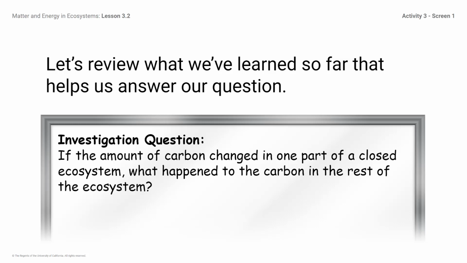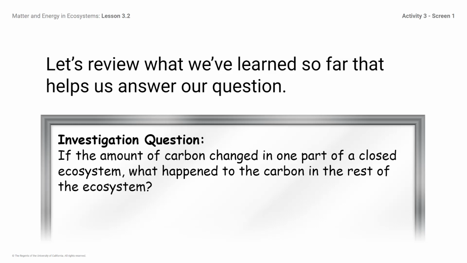If the amount of carbon changed in one part of a closed ecosystem, what happened to the carbon in the rest of the ecosystem? From the article, we learned that carbon moves from one part of the Earth's ecosystem to another. Remember that the processes of photosynthesis and cellular respiration transfer carbon between biotic and abiotic parts of the ecosystem.